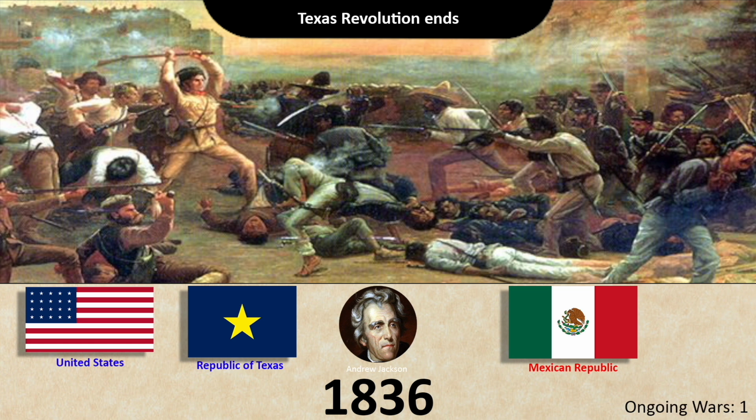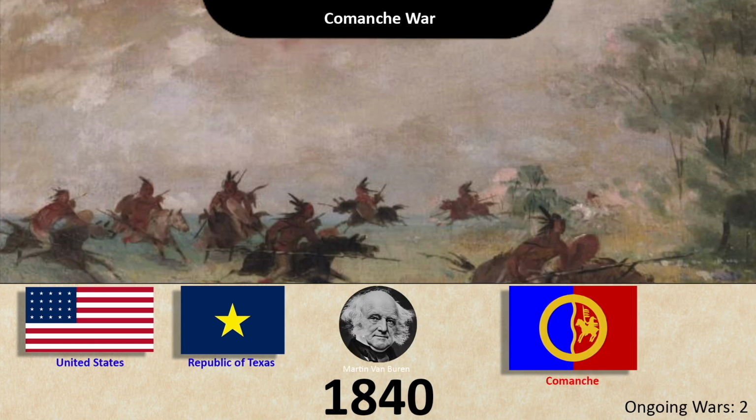Officially in March 1836, the Republic of Texas would declare independence. And while fighting would ultimately cease, Mexico would still refuse to recognize the Republic of Texas. So as the years would go by, there would still be small conflicts and fights along the border. Four years later, in 1840, the Comanche War would go down.